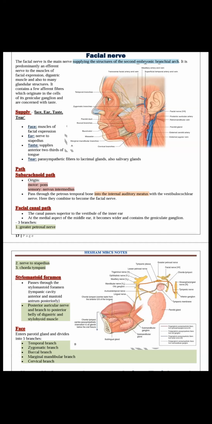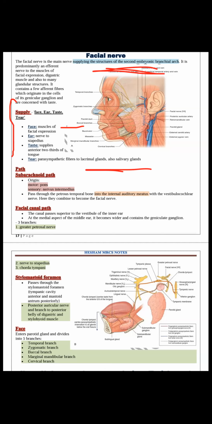Facial nerve, which is supplying the second embryonic branchial arch. As it is written in EMRCS, it supplies face, ear, taste, and tear. Face: all muscles of facial expression, not muscles of mastication.